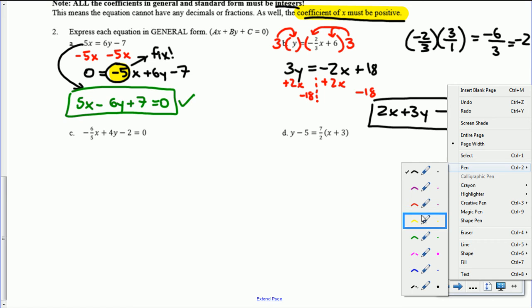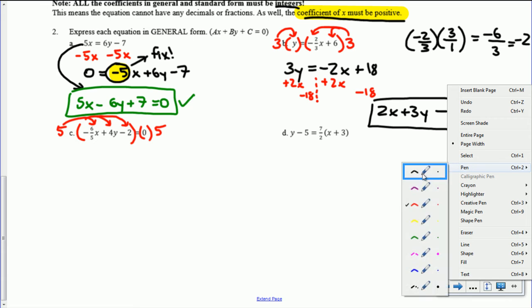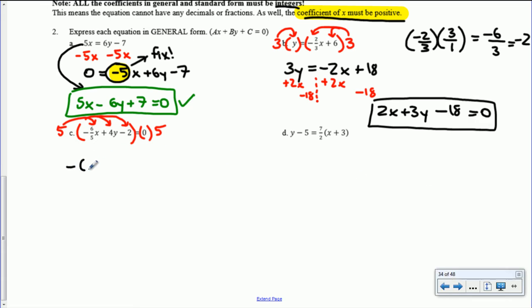I need everything to be an integer, so it would be helpful to get rid of that 5, so let's do that. So multiply both the left and the right by 5, keeping in mind that needs to hit each term. So 5 times negative 6/5 will just be negative 6x. 5 times positive 4y will be 20y. 5 times negative 2, negative 10. Okay, that's equal to 0.